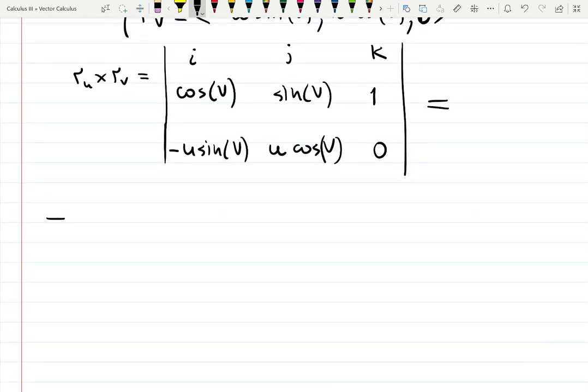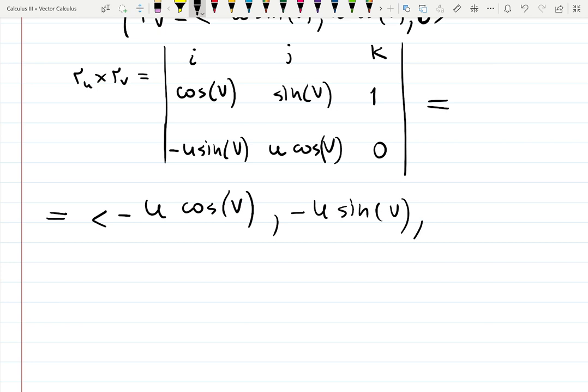So if you simplify that, it becomes minus u cosine v, comma, minus u sine v, and u. This is my normal vector. We don't really care about the normal vector. The formula says find the cross product. We did it. Now just find the size of this.